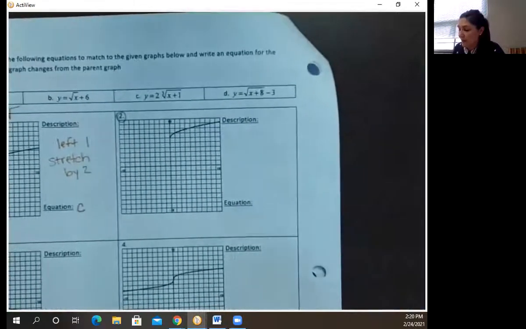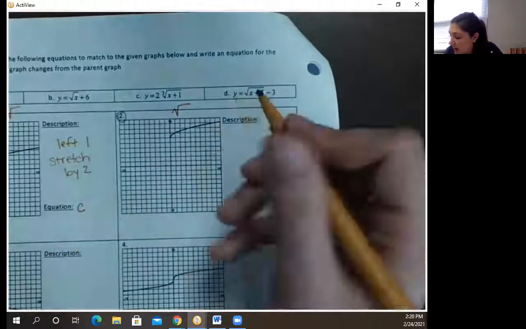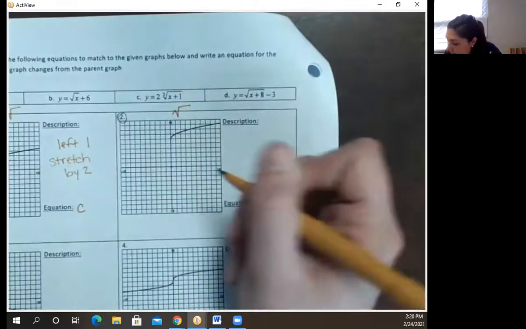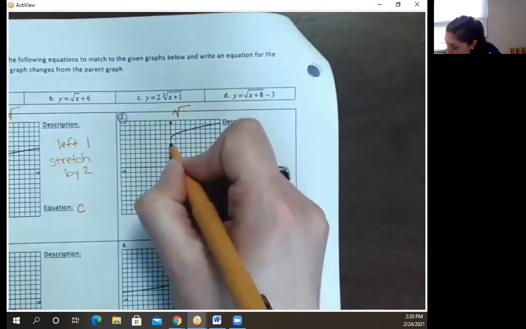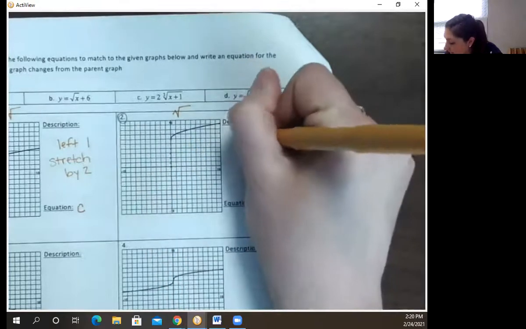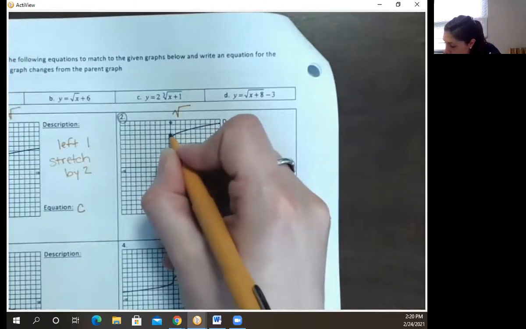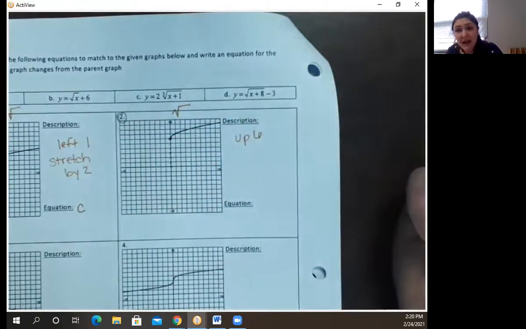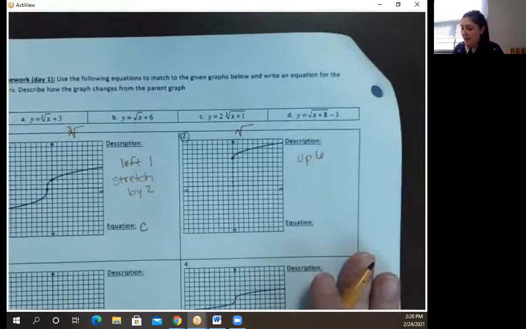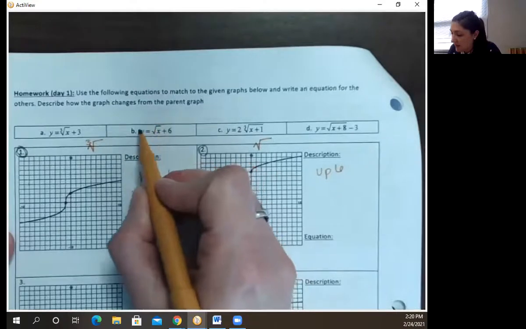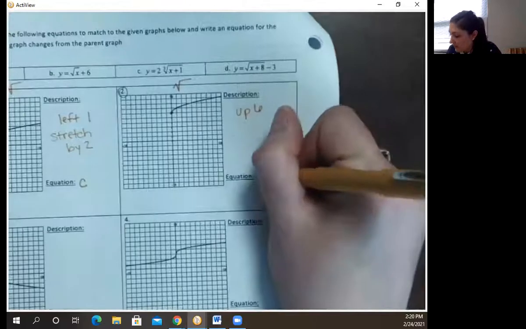For number 2, we're looking at one more square root function. And this time, instead of that terminal point, that key point being at the origin, it's 1, 2, 3, 4, 5, 6 units up. And then my next point should be up 1 and over 1. Since it is, that tells me I haven't stretched this graph at all. I've just moved it 6 units up. So if I take a look at my square root functions, B is going to be 6 units up. So B would be my equation here.